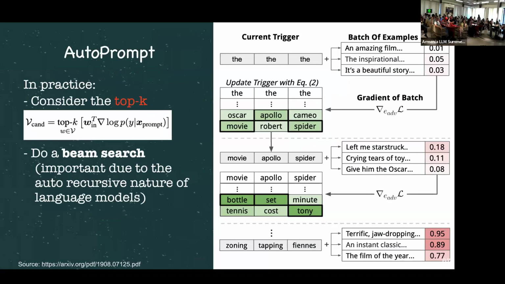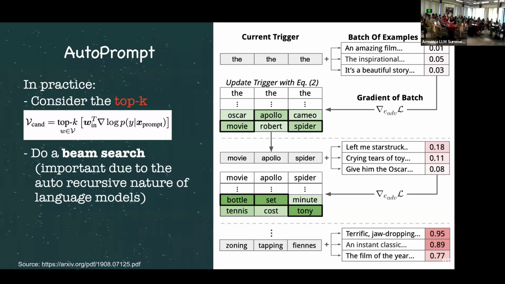You start with your current trigger, something quite generic, like exclamation mark, exclamation mark. You add this trigger to your batch of examples, and you look at your loss. At the beginning, the loss is really bad: the probability of outputting your target is really low. You compute the average gradient, and each coordinate of the gradient gives you a score for replacement, telling you what are the most promising tokens for the hot flip.